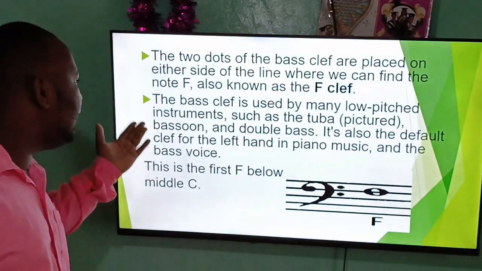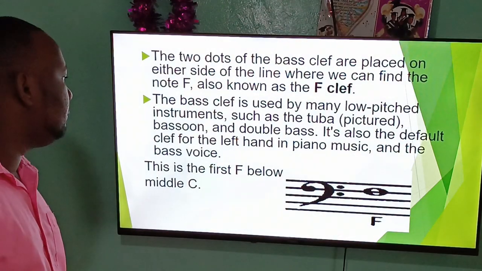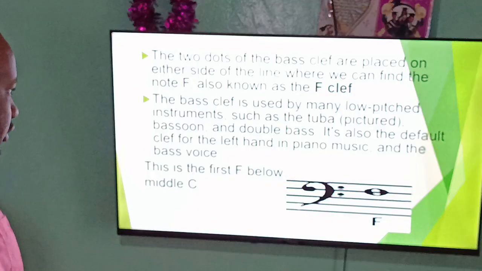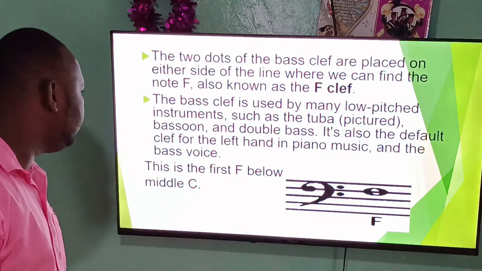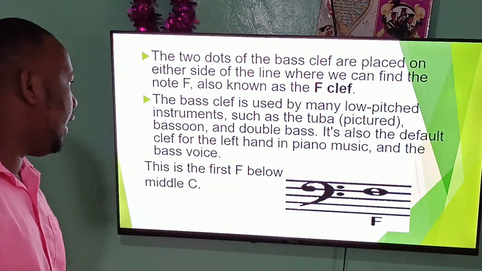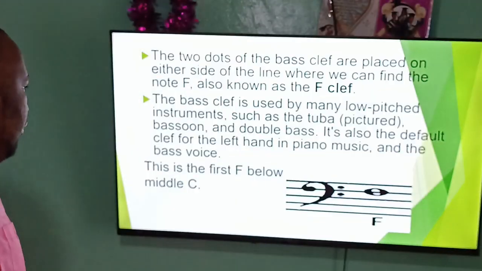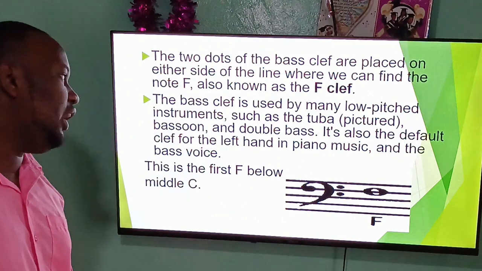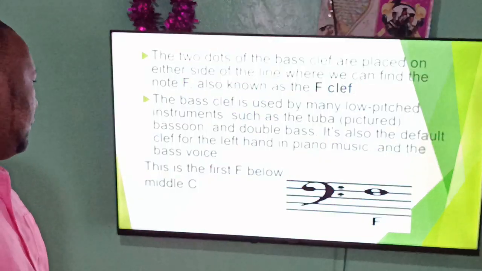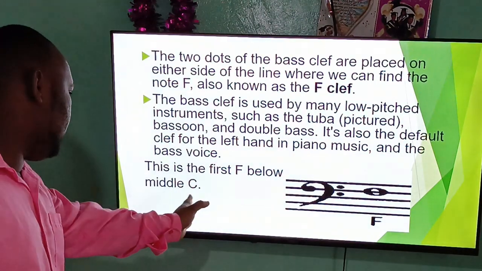The bass clef is used by many low-pitched instruments such as the tuba. Unfortunately, I forgot to bring the picture. We have the bassoon, double bass. It's also the default clef for the left hand in piano music and the bass voice. This is the first F below middle C.